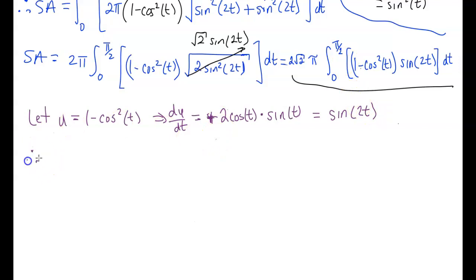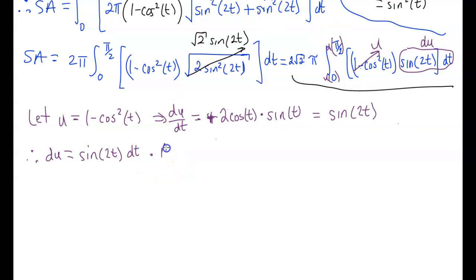So therefore, we know that du would end up being just sine of 2t dt, okay, which is exactly what we need here, because all of this would just be able to be written as du, and all of this would just be u. And so the only thing we would have to do now is figure out what is 0 in terms of u and what is pi over 2 in terms of u.